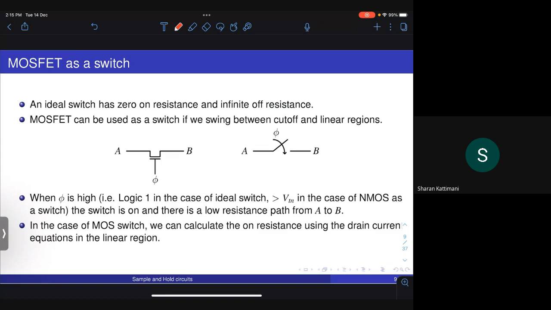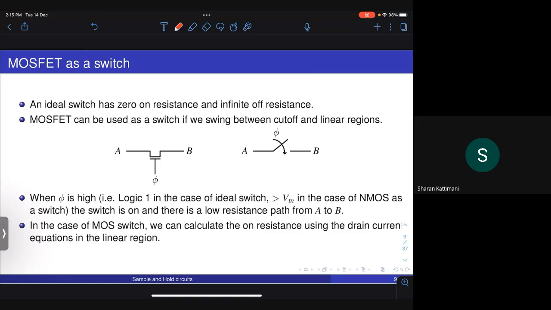Okay, so an ideal switch has 0 on resistance, infinite off resistance. A MOSFET can be used as a switch if we swing between cutoff and linear. So when you have a MOSFET in cutoff, its impedance is very high, and when you have it in linear region, its impedance is very low. So if you switch a MOSFET between cutoff and linear, you can basically emulate the operation of a switch.